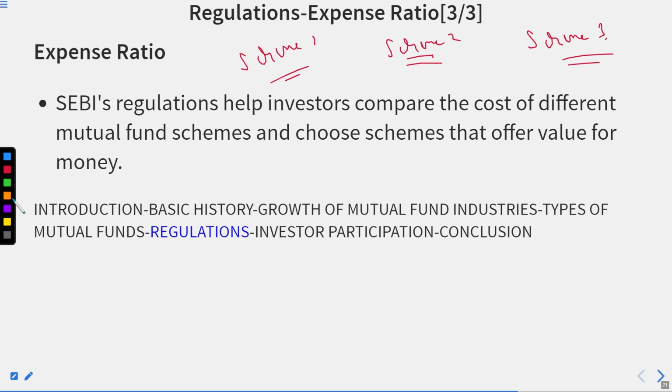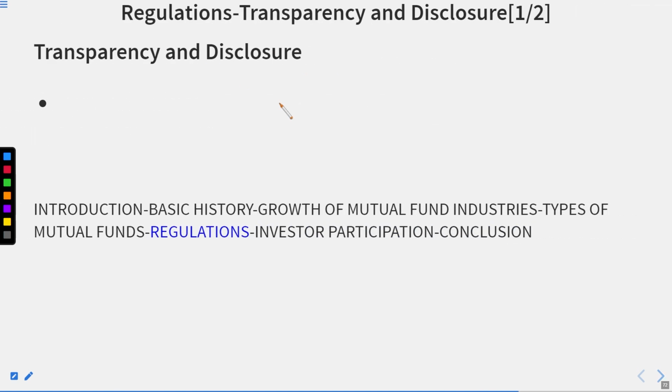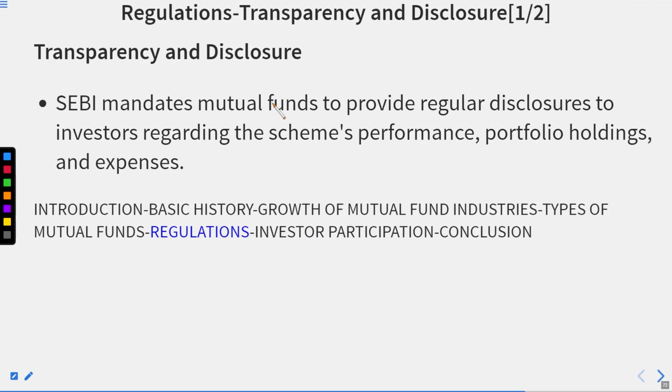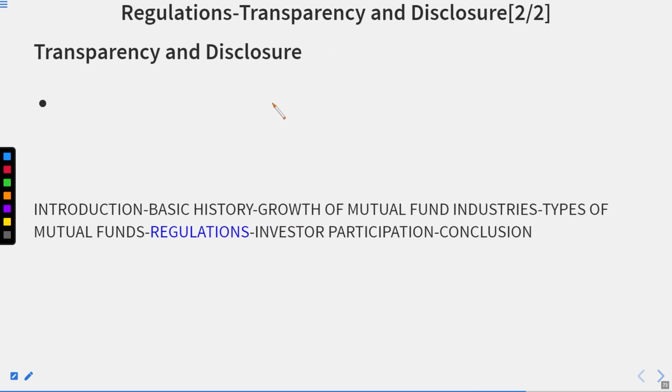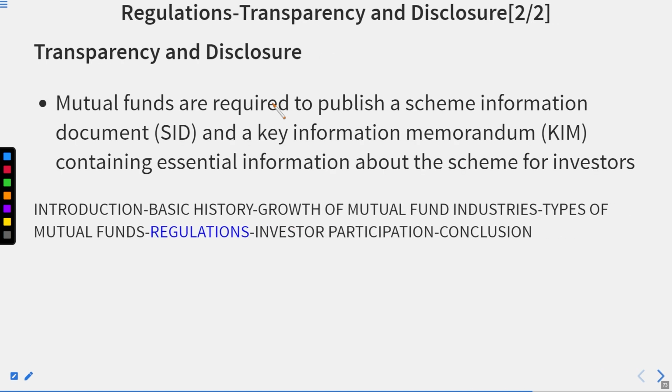When you examine the schemes, you find that scheme 2 has the value for money, so you could easily go to it. But if this thing is in chaos, meaning the things are not in the category and not in the rationalization, then what will happen? You will get confused. So that's how SEBI facilitates transparency and the disclosure. SEBI mandates mutual funds to provide regular disclosures to the investors regarding the scheme's performance, portfolio holdings, and expenses so that they could make wise decisions.